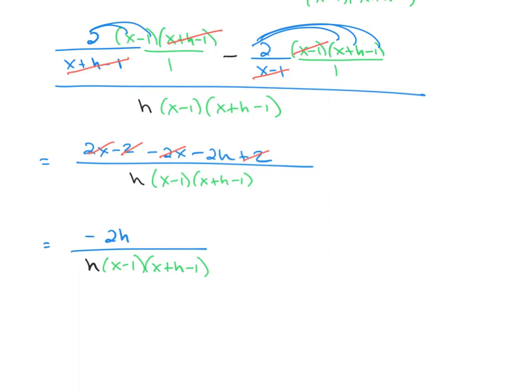Now you'll notice I didn't multiply this through because all of my addition and subtraction signs are contained inside parentheses, unlike in the numerator where this subtraction sign is outside of those parentheses. So I left it factored in the denominator, and the reason I did that is because now I can see that the h in the numerator cancels with the h in the denominator. So there's my answer. Negative 2 over x minus 1 times x plus h minus 1.